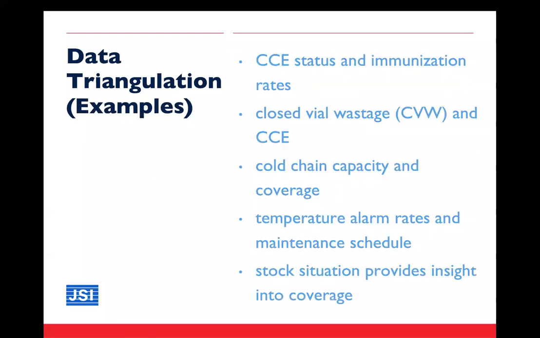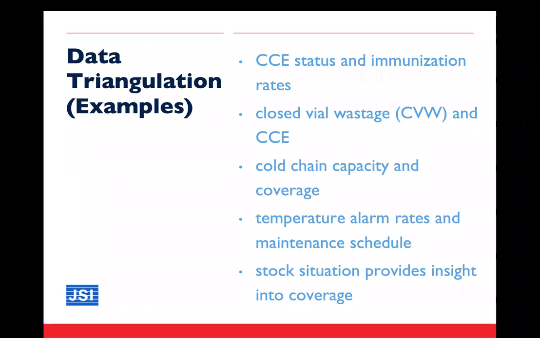And we've already seen a few examples from the two presentations about some examples of data triangulation, but let's think, for example, about cold chain equipment status and immunization rates. If we look at data on cold chain equipment functional status and compare that with immunization rates, we might determine that cold chain equipment outages directly lead to lower immunization rates. In this case, we might think about revising our cold chain equipment maintenance plan, such as by introducing a procedure for getting an emergency repair outside the normal schedule.